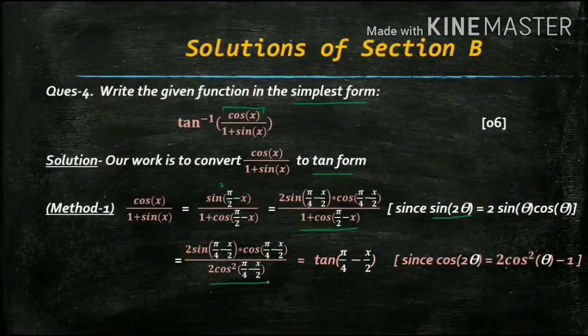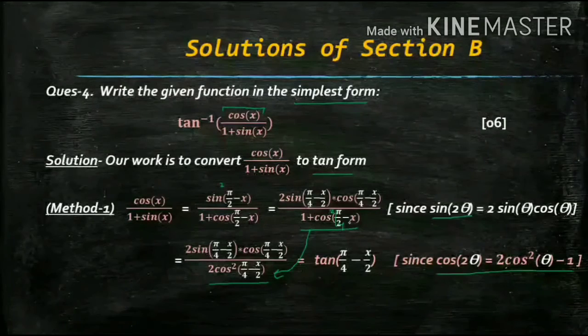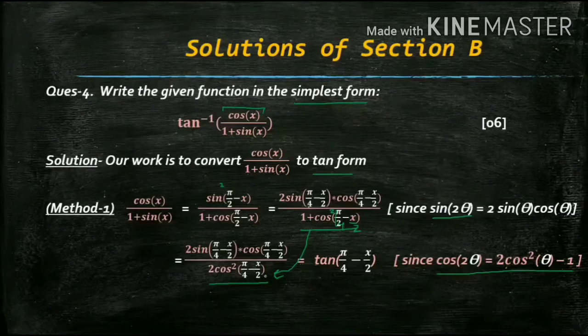Now use this. Now look at this. Using this property, cos 2 theta is 2 cos square theta minus 1. So 1 plus cos 2 theta would be 2 cos square theta. Now take it as 1 plus cos and take 2 common. So inside would be pi by 4 minus x by 2. It would be this only. Now what? Just cancel cos and cos. So you'll be having 2 sine pi by 4 minus x by 2 by 2 cos pi by 4 minus x by 2. 2 cancel. So you'll be having tan of pi by 4 minus x by 2.